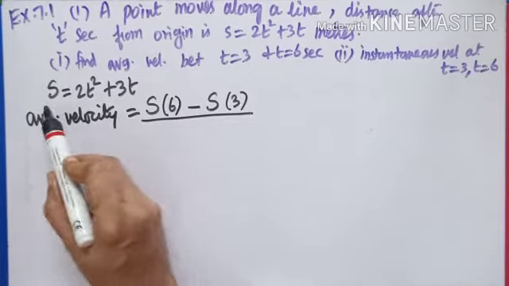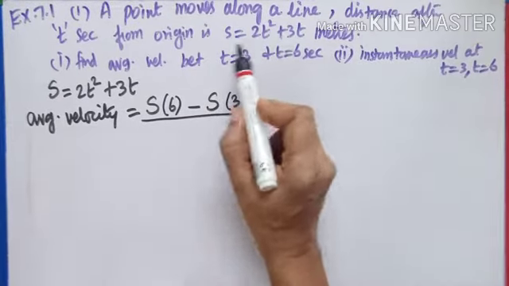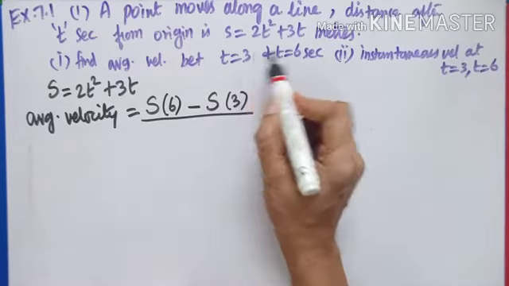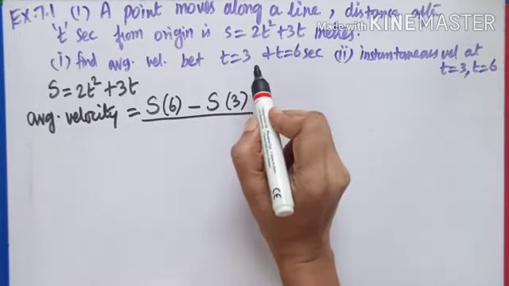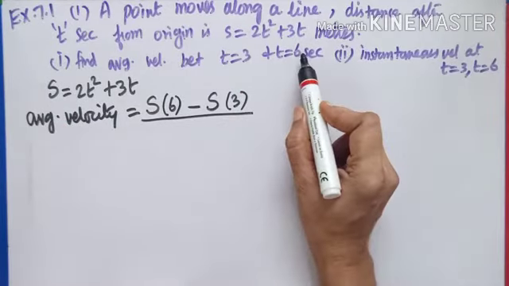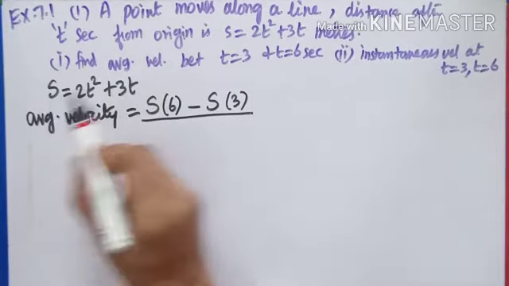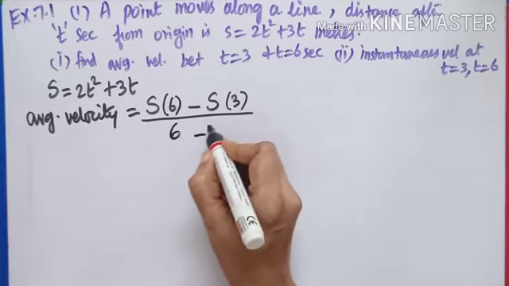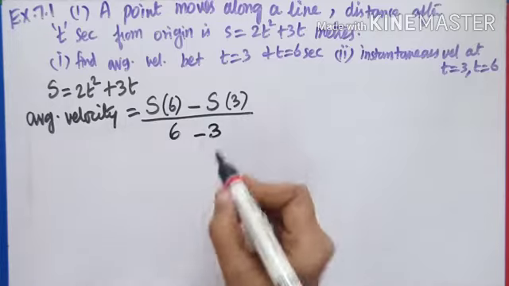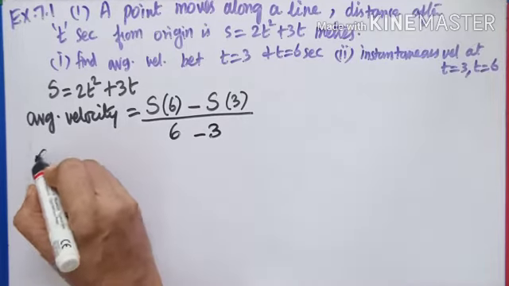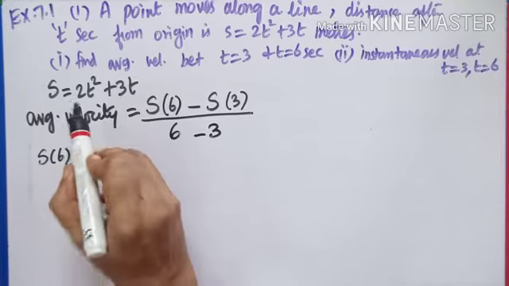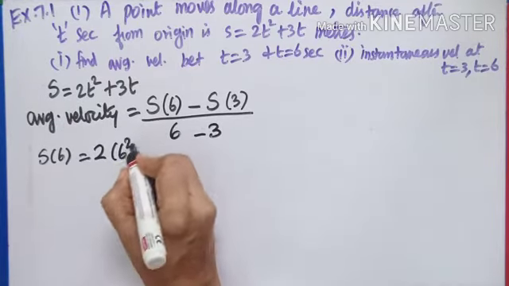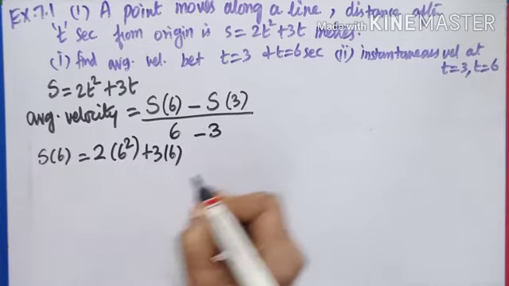Given s, let us write it. This represents distance. My question is average velocity. So they have given two time limits. Find out distance at 6 seconds minus distance at 3 seconds divided by the difference 6 minus 3. So this is the formula for average velocity. What is s of 6? Wherever t comes, substitute 6. 2 into 6 square plus 3 into 6.